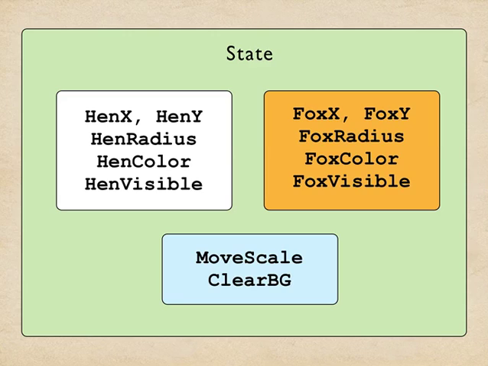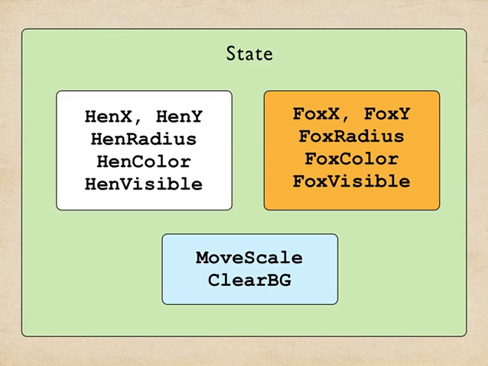At the bottom, you can see two more variables. The first is called move scale. It's a float, and it tells me how much to scale the arrow from the fox to the hen. That tells me how much the fox moves. I'll show that to you in a moment. The other global is just a boolean called clear background, and if that's true, I clear the background on every frame, and if it's false, I don't, and we get a trail.